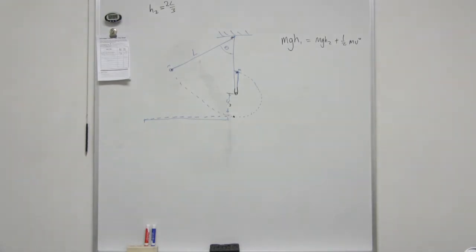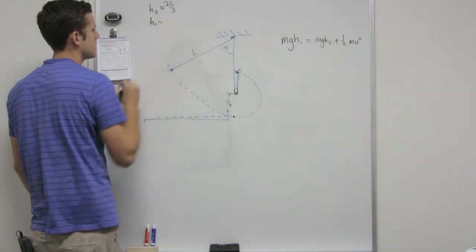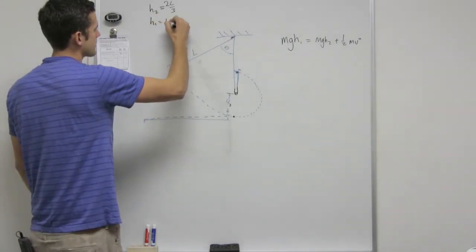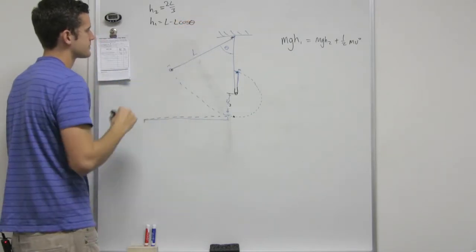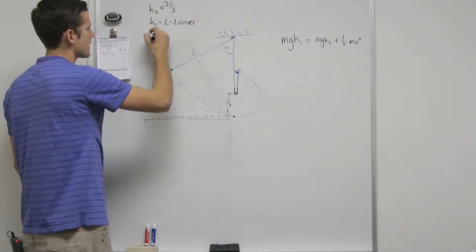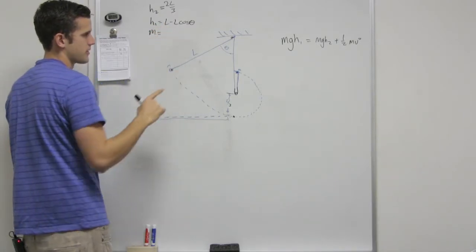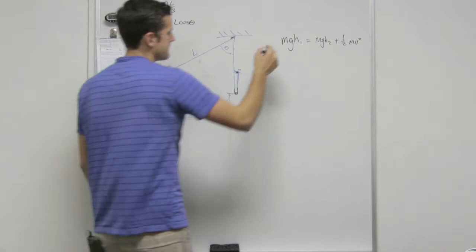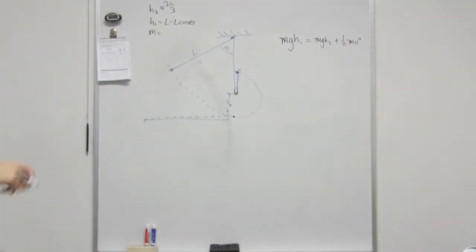And then my height 1 is equal to L minus L cosine theta. Perfect. My mass 1, I don't know what it is. The mass is the same for all of them, right? And so it'll cancel out. Yeah. And we know gravity, but we don't know velocity.